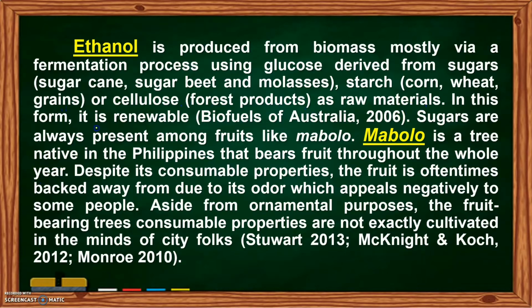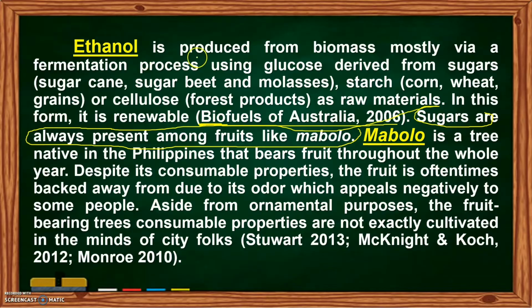In this form, it is renewable. So that is from Biofuels of Australia 2006. Sugars are always present among fruits like mabolo. So, this is our transition sentence. Kumbaga, ito yung palaman natin sa burger. Sugars are always present among fruits like mabolo. Kumbaga, para ito yung pinaka-bridge para makapunta tayo kay mabolo.